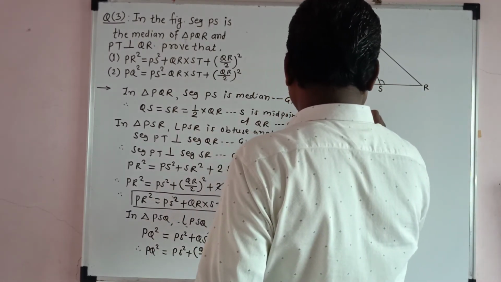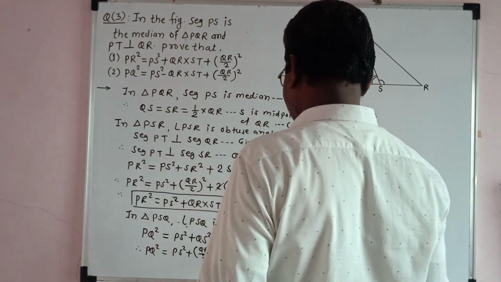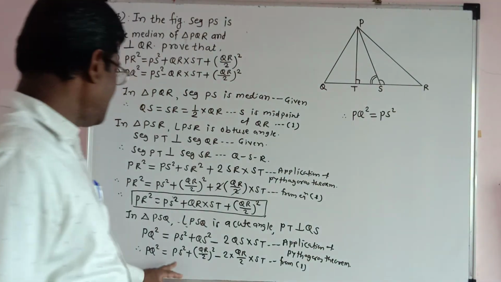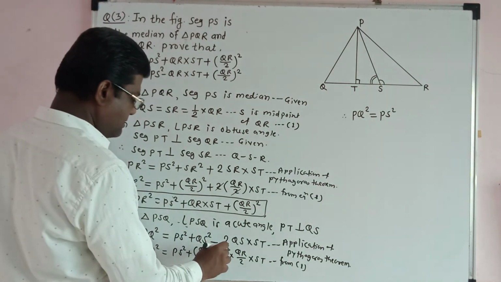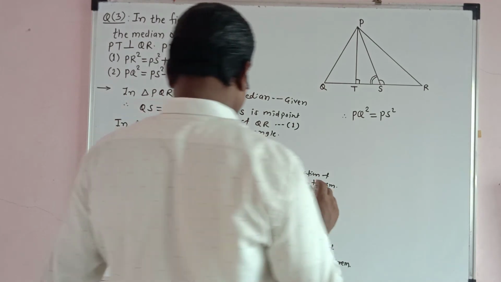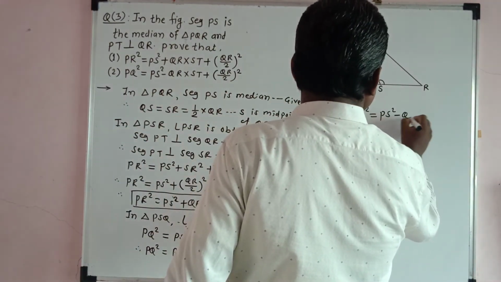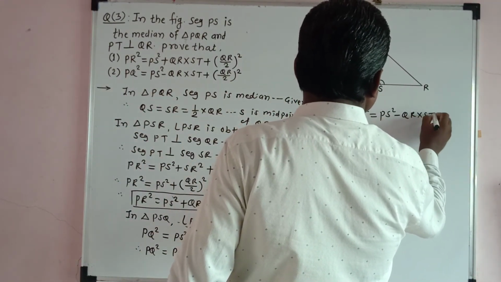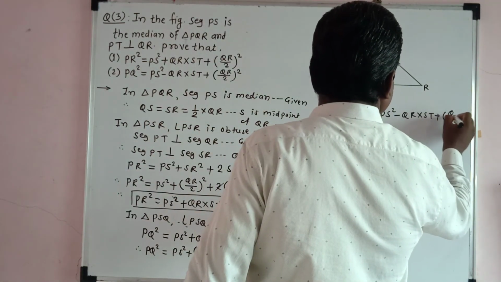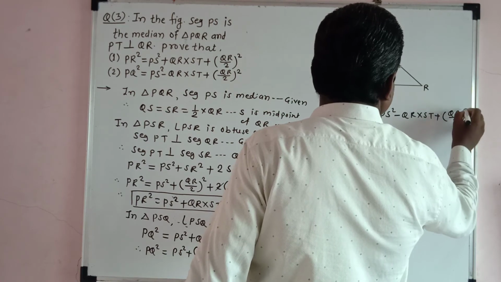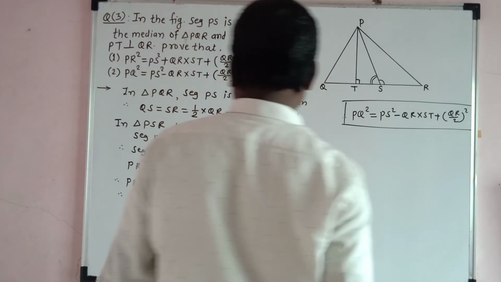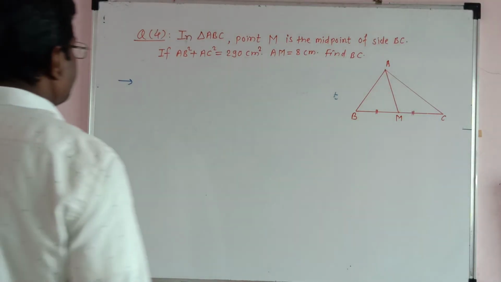Therefore, PQ square is equal to PS square. This 2 will get cancelled, minus QR into ST, plus QR upon 2 bracket square. Hence proved. Question number 4.